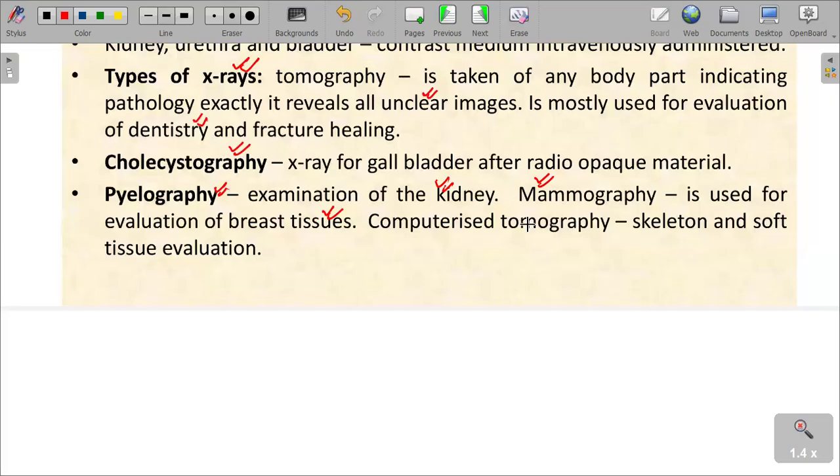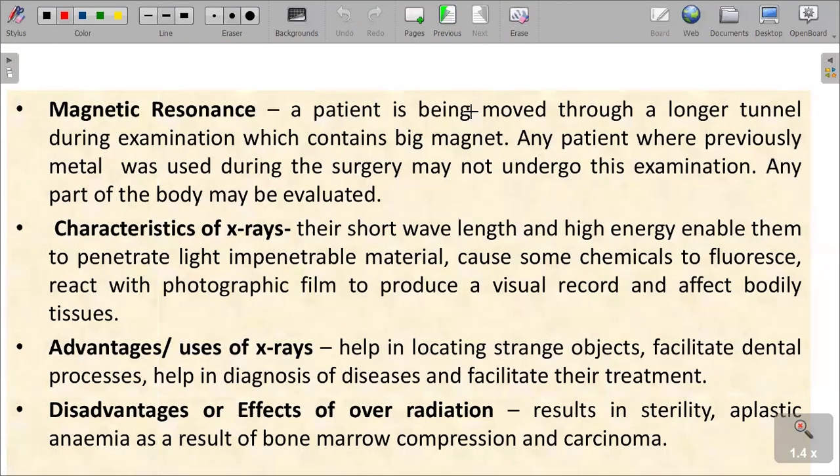And then computerized tomography, which is done to evaluate the skeleton and soft tissue.